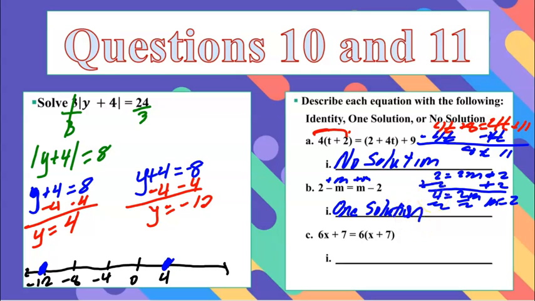And the last one, get rid of our parentheses here by distributing, and we have 6x plus 7 equals 6x plus 42, because 6 times 7 is 42. Now you notice 6x and 6x. So we know that it's going to either be no solution or identity. But I have a 7 here and a 42 here. They're not the same. So that's a clear sign that this is no solution.